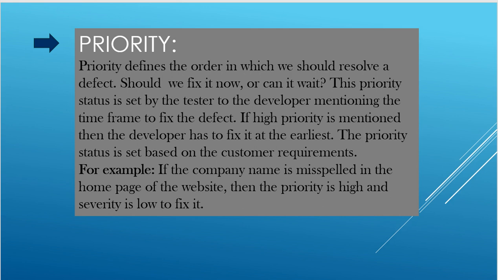What is priority? Priority defines the order in which we should resolve a defect. Should we fix it now or can it wait? This priority status is set by the tester to the developer, mentioning the time frame to fix the defect. If high priority is mentioned, then the defect has to be fixed at the earliest. The priority status is set based on the custom requirements. For example, if the company name is misspelled on the homepage of the website, then the priority is high and the severity is low to fix it.